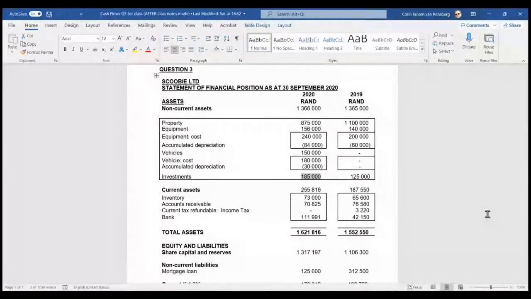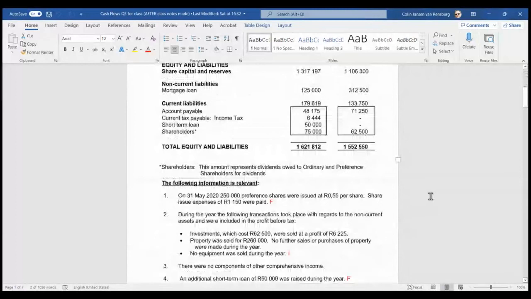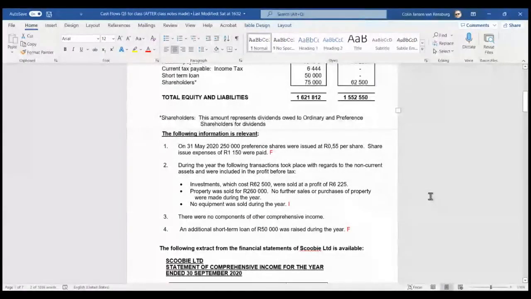But now we still don't know whether there were any disposals. So we'll have to go and look at our additional information. As it stands there, it appears as if there were acquisitions of 60,000. But that's not necessarily the case. What do they tell us about the investments?